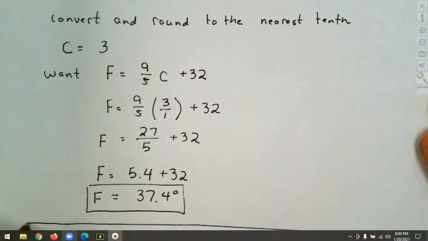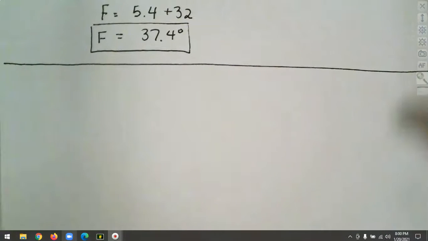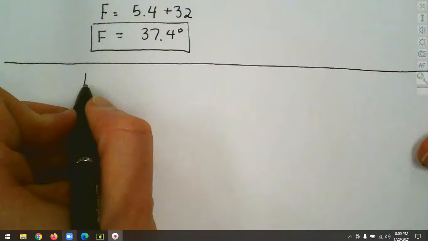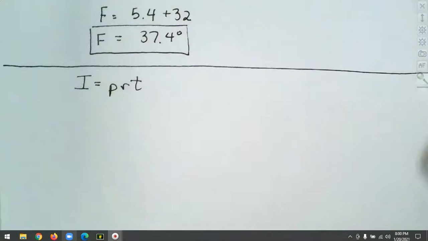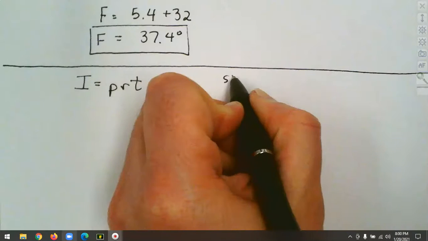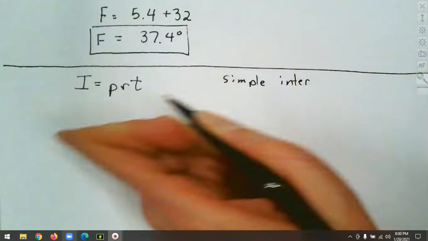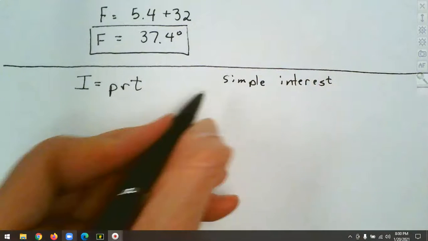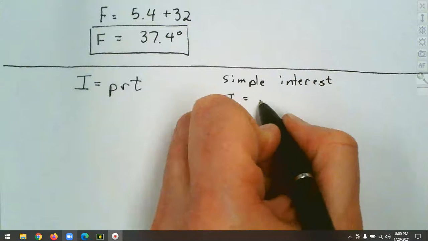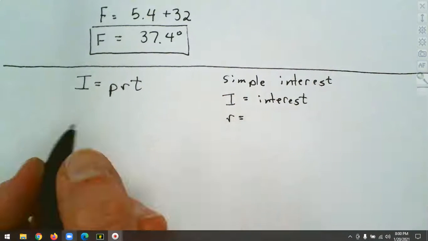Another one that we're going to look at is simple interest. And simple interest is this. For simple interest, I equals P R T. So that is going to be our formula for simple interest. And what do the variables mean? Well, when we look at this, in our simple interest, I is going to be your interest. R is the rate as a decimal.